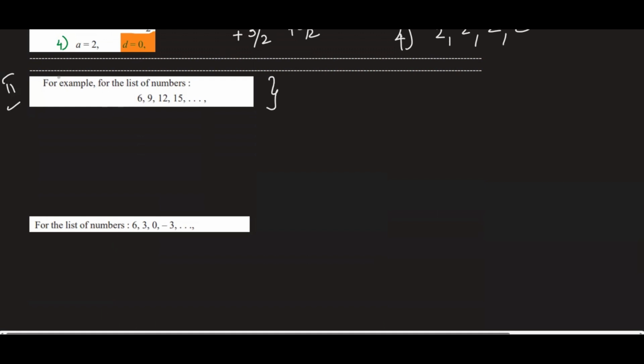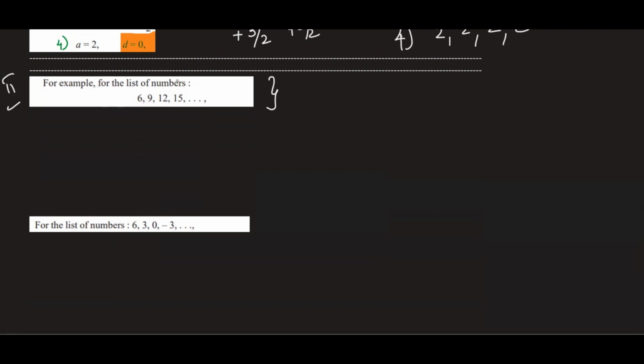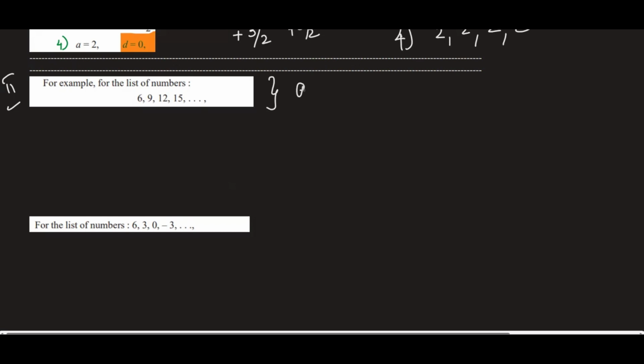In the question, they have not clearly told us that it is an AP series. They have just given a list of numbers. We will first find A, and we will find D also. If D is the same throughout the series, then it forms an AP. Now, let's check. In this one, A will be 6, that's the first term, and D we'll have to find.